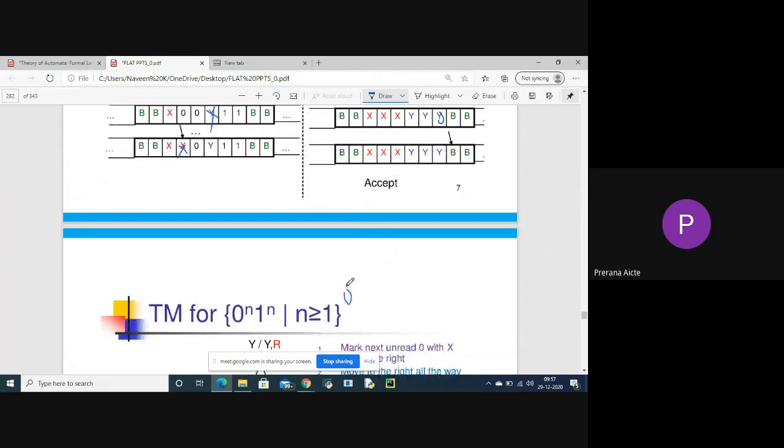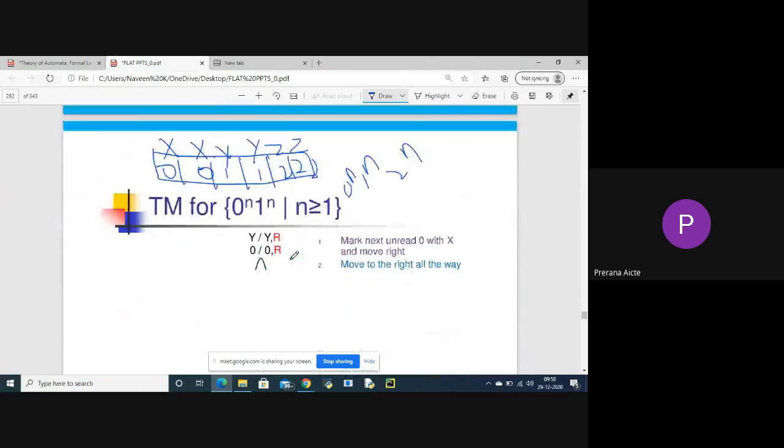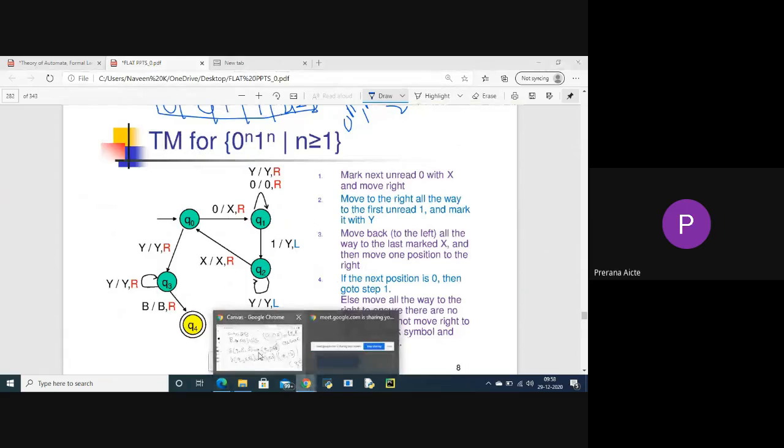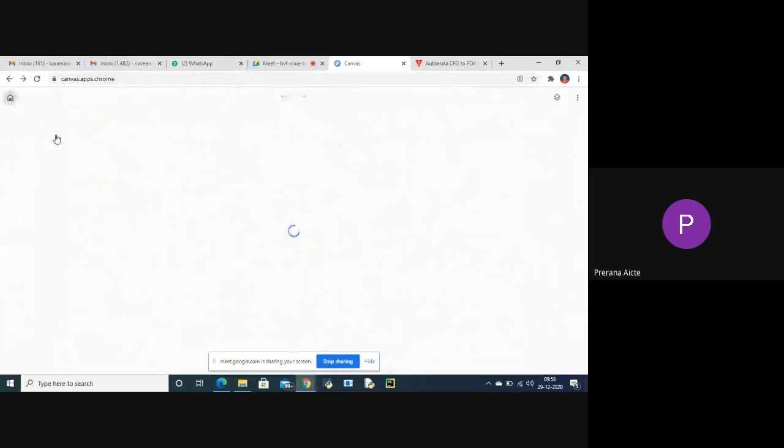Okay, in the same manner, if the grammar is 0 power n, 1 power n, 2 power n, then the input tape is 00, 11, 22, 00, 11, 22. So here first 0 is replaced by x, 1 is replaced by y, 2 is replaced by z, and again it comes back, 0 is replaced by x, 1 is replaced by y, and 2 is replaced by z. Okay, we'll see the representations here.